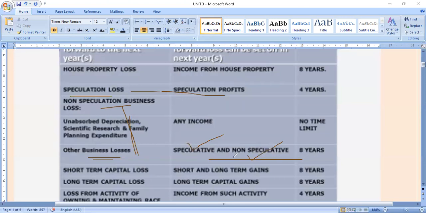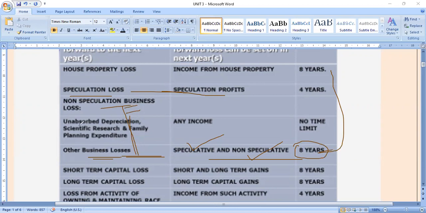Similarly, please remember all other kinds of business losses you can carry forward up to 8 years, just like income from house property. Did you understand? Yes, sir.